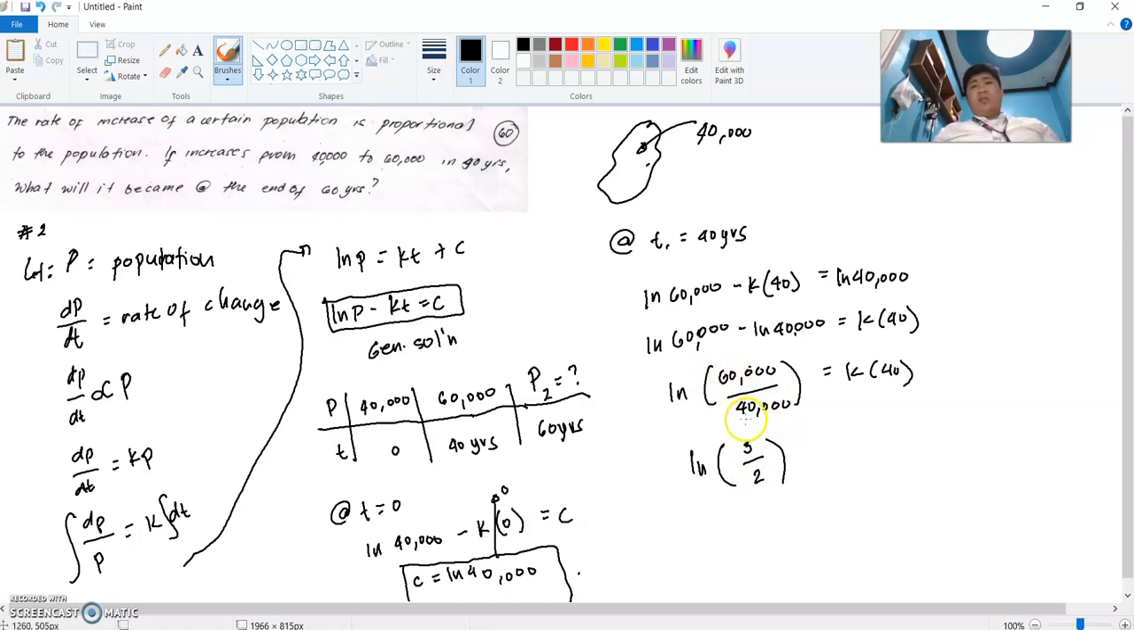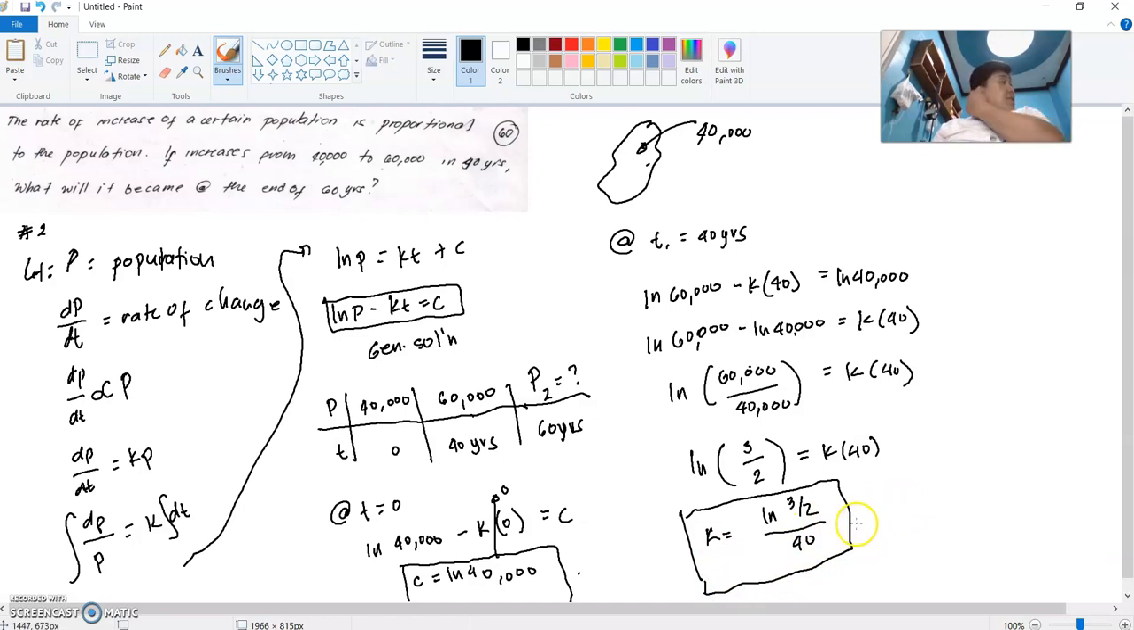Is it divisible by 10,000? So, 10,000, 20,000. 20,000 divided by 40 is 2. 20,000 divided by 60 is 3. So, now we have k times 40. Therefore, our proportionality constant k is equivalent to ln of 3 halves divided by 40. I have not taken the decimal yet. But if you do take the decimal, carry it as many places as you can, but again, it is better not to.